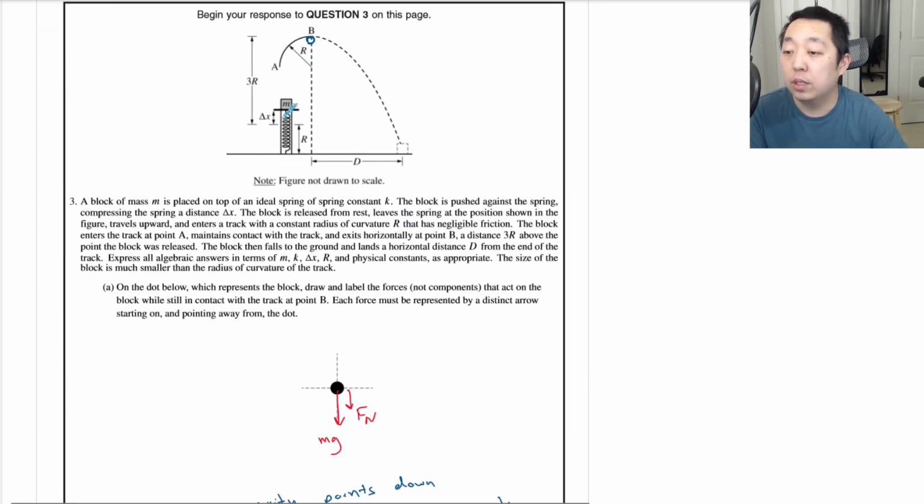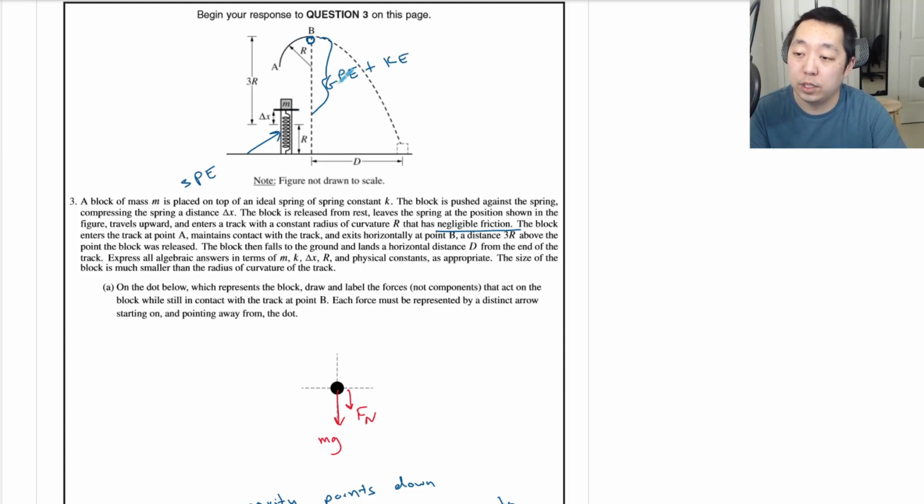Derive an expression for the speed of the block at point B. Okay, so we're going to compress it to this point, delta x, and then release it. Initially, we're going to do conservation of energy, because the normal force doesn't do any work and there's negligible friction. The energy here is going to be 1/2 k delta x squared, and then at the top it has kinetic energy and gravitational potential energy. So we just have to set those equal to each other.